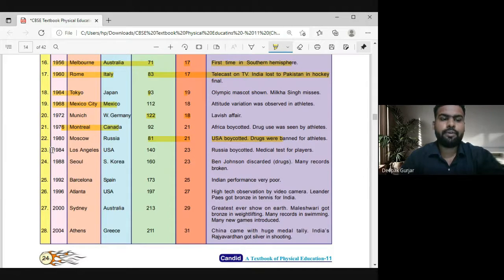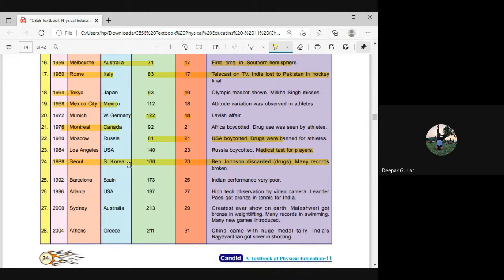In 1984, Los Angeles, USA, 140 countries participated and there were 23 activities, and Russia boycotted. Medical tests for the players took place, right? So in 1988, that is South Korea, 160 countries participated. There were 23 activities. Ben Johnson was discarded for drugs. Many records were broken at that time.